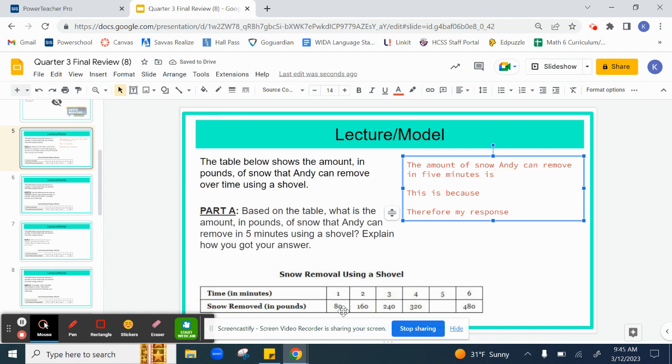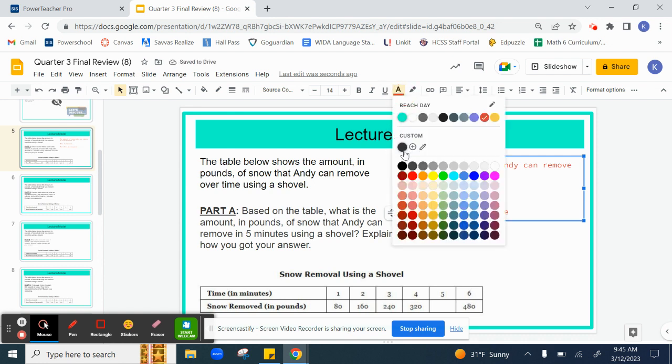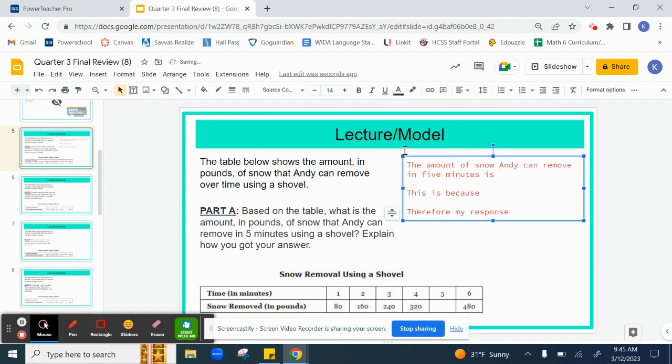All right, I see that 1 minute is 80 pounds. So now we need to go to 5 minutes. So we're going to multiply by 5. 80 times 5 is 400. So the amount of snow that Andy can shovel in 5 minutes is 400 pounds.